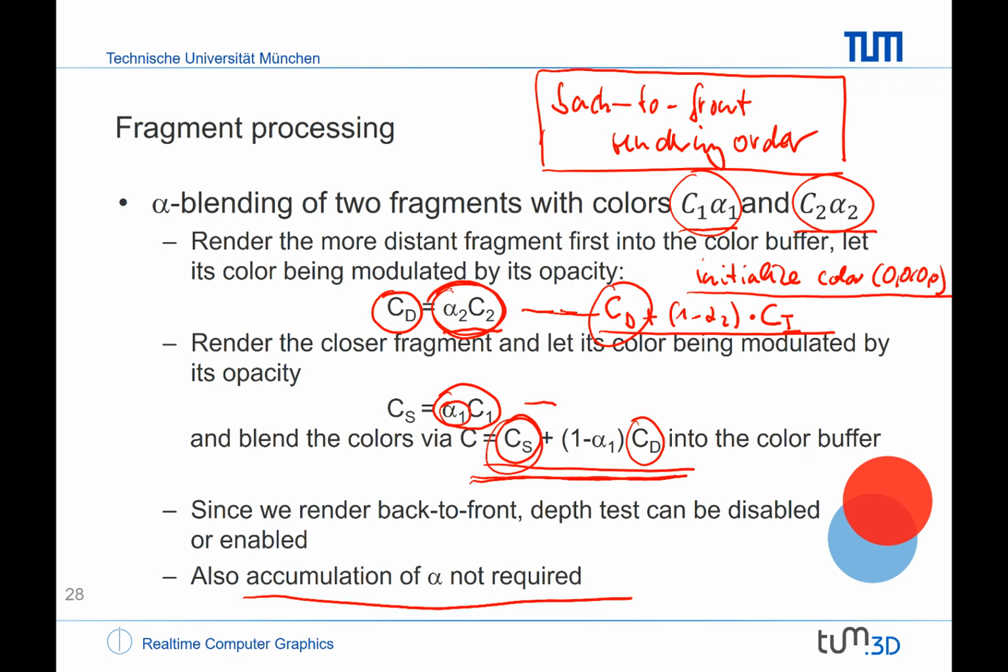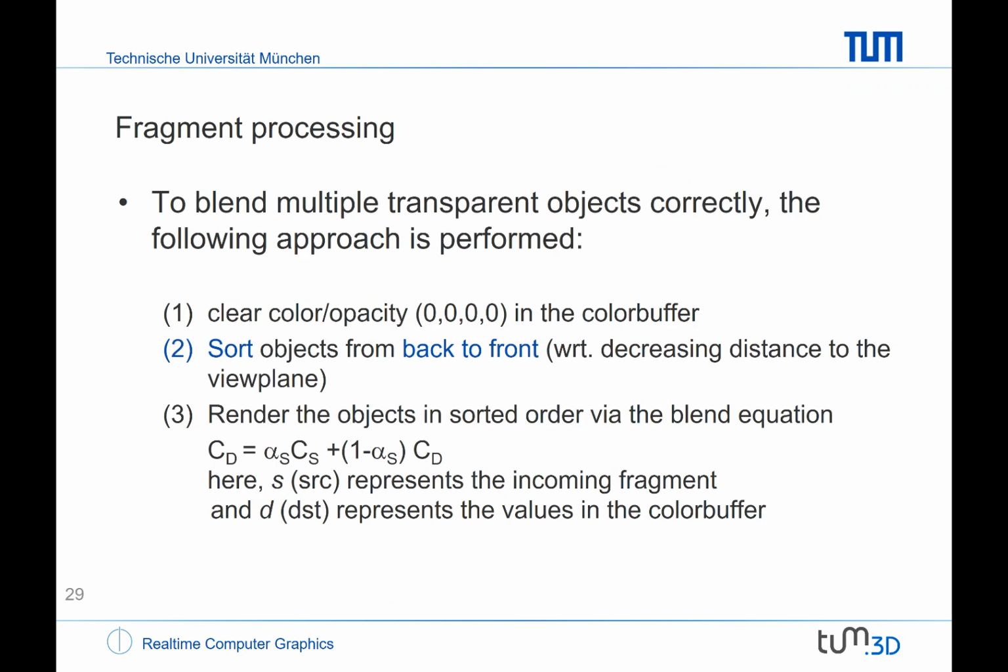And here we choose the back to front order. That means that we have to sort the objects in a pre-process so that they are stored in the buffer in back to front order, and are processed in exactly this order in the rasterization-based rendering pipeline. This is what you have to do. And this brings us to the general approach to blend multiple transparent objects correctly. First of all, you clear the color and the opacity to 0.